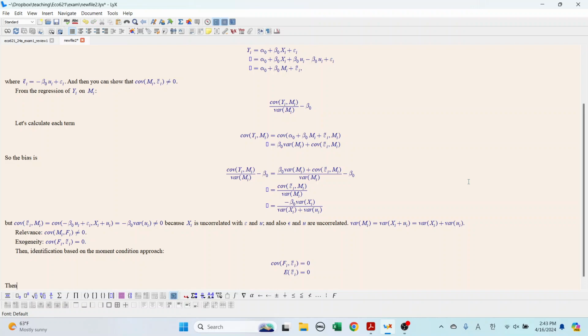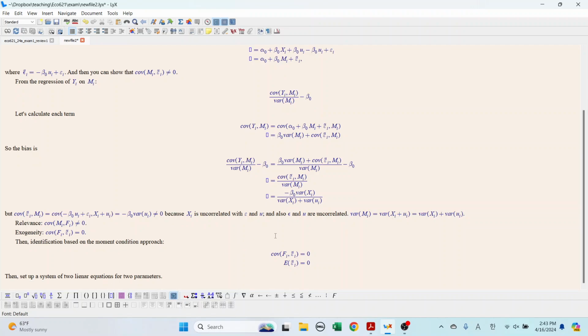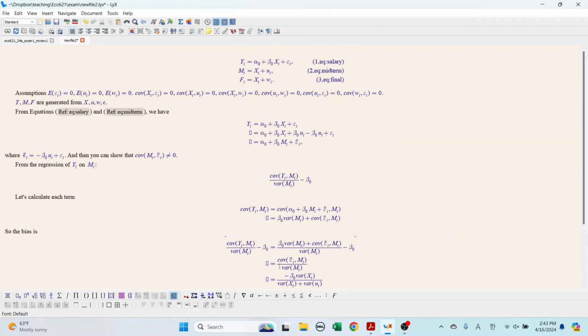From here, then, I believe it should be simple enough. You can set up a system of two linear equations for two parameters. So it's a pretty simple argument, and I will skip the details. The requirement is the full rank assumption, which is also provided by these assumptions, by these equations.